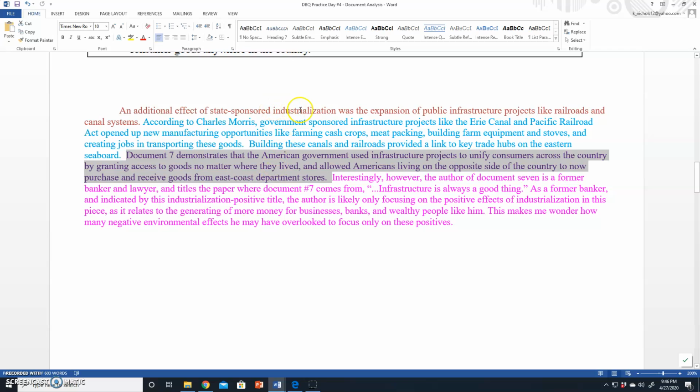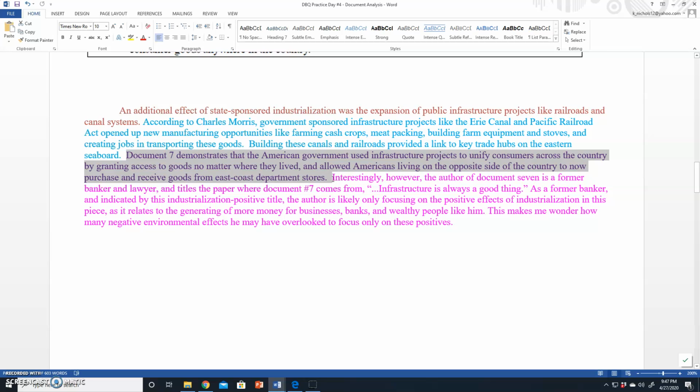I'm basically saying industrialization was used to unify the country by giving people access to goods no matter where they lived, by linking the country on opposite sides, the East Coast and the West Coast, together. People can now buy and receive goods all over the country. It's linking them together. It's giving them access to those things. That's how it unified our nation.